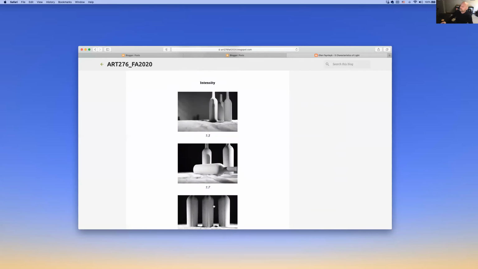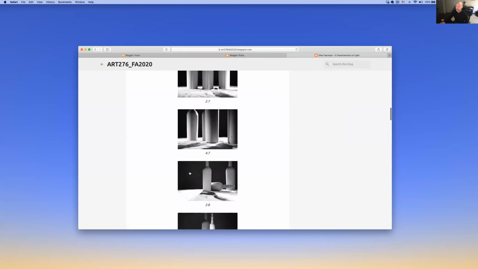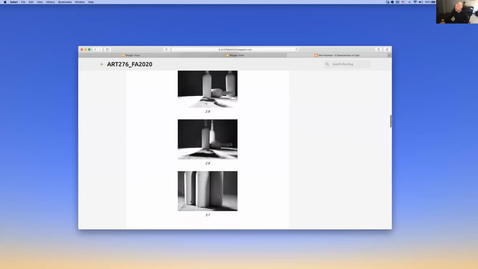Intensity, very good use on this first one. Very good with using the entire picture plane, where you have some shadows hitting into the backdrop. Once again, we have this horizon line hitting right in the same spot. At least this one appears to be a little bit lower there.